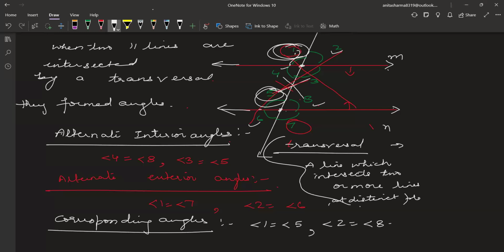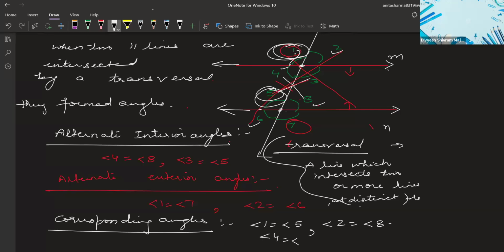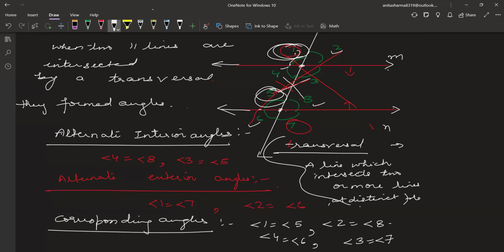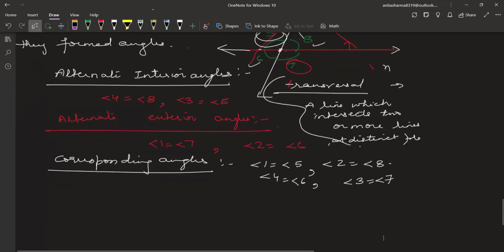And now consider below side. So angle 4 will be equal to angle 6, and angle 3 will be equal to angle 7. Yes, very good. So now all have understood about this?